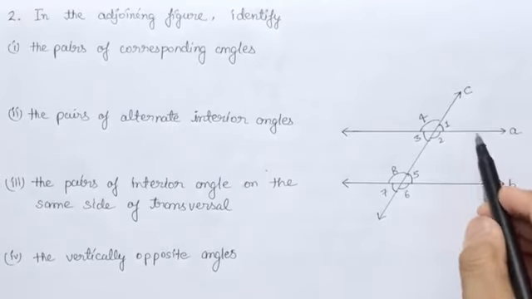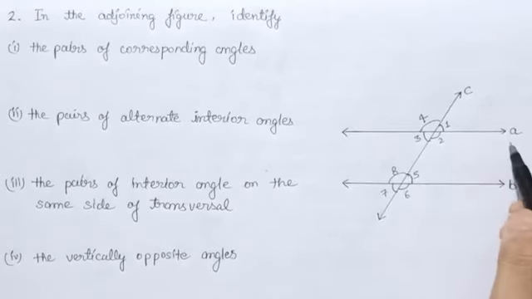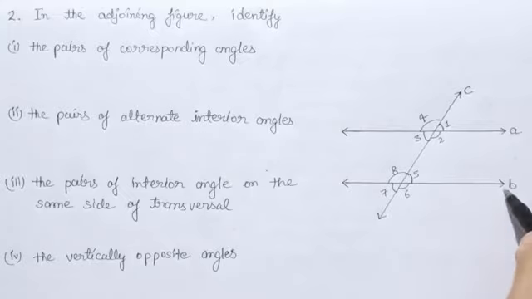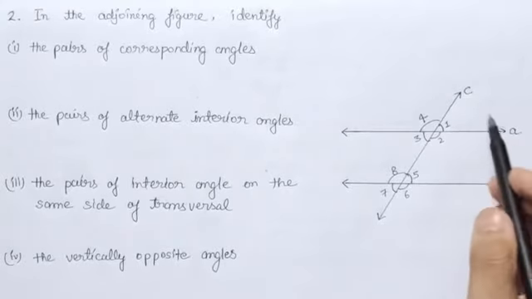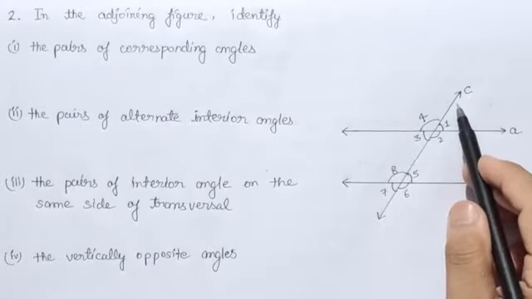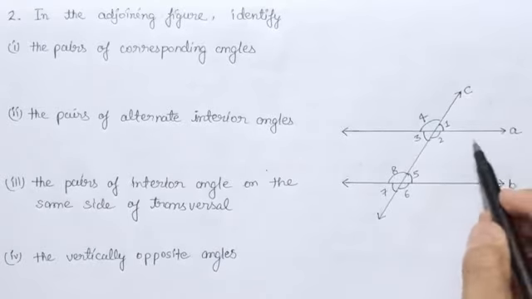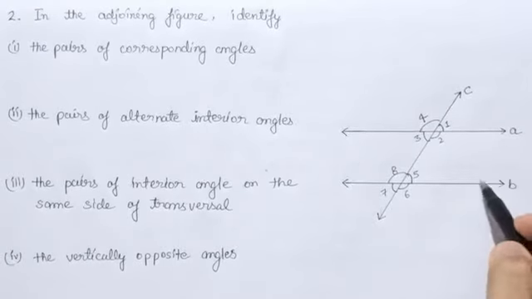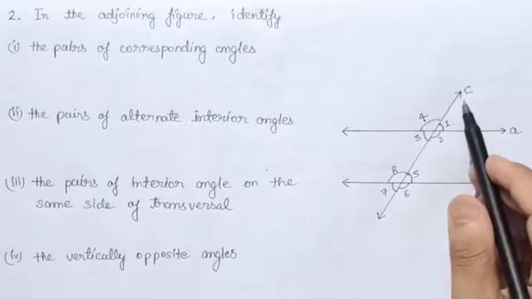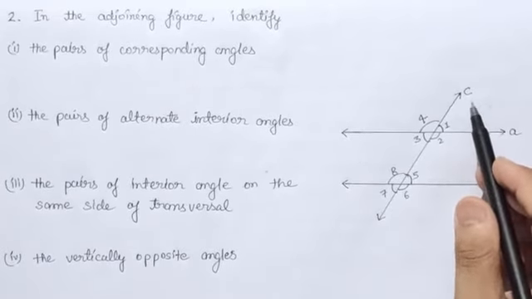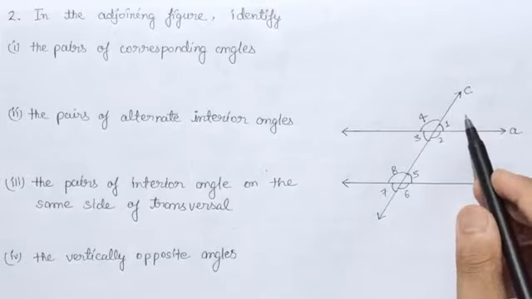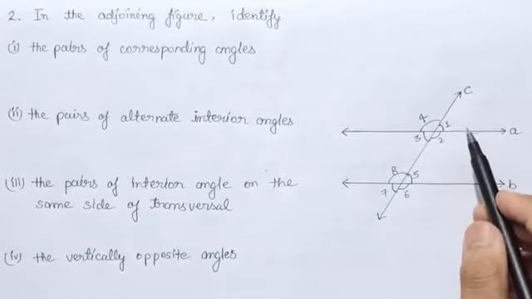So when you carefully observe this figure, you can see that A and B are the two parallel lines which are intersected by a transversal C. Why am I saying that C is a transversal? Because you can see that C is intersecting these two lines at two different points. Hence, C is a transversal. Now let us try to find the four pairs of corresponding angles.